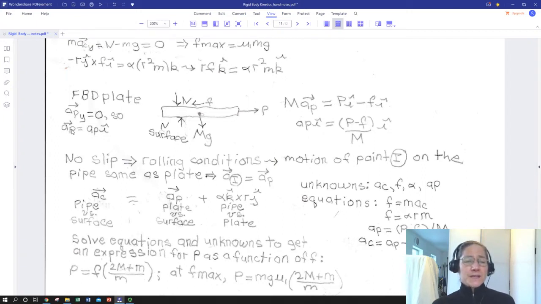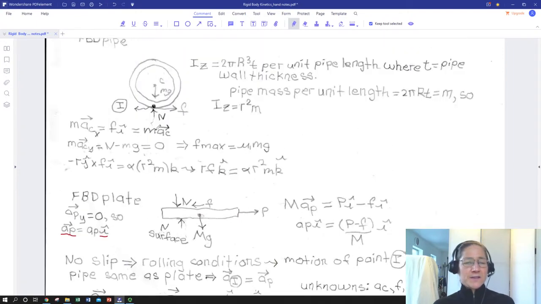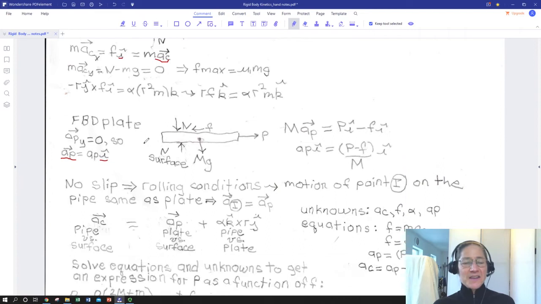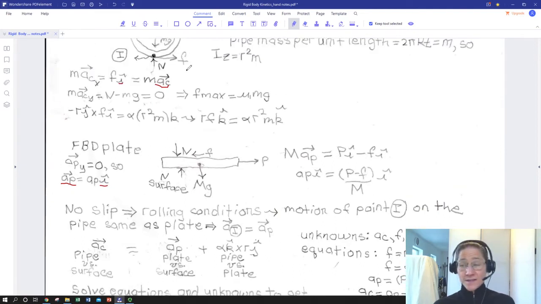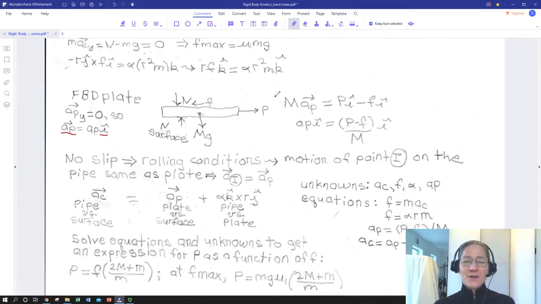We know that the acceleration of the plate is all in the x direction. So all the plate acceleration is in the i hat, just like the entire acceleration of the center of mass of the pipe was also in the i hat. So nothing is moving or accelerating in the vertical direction.